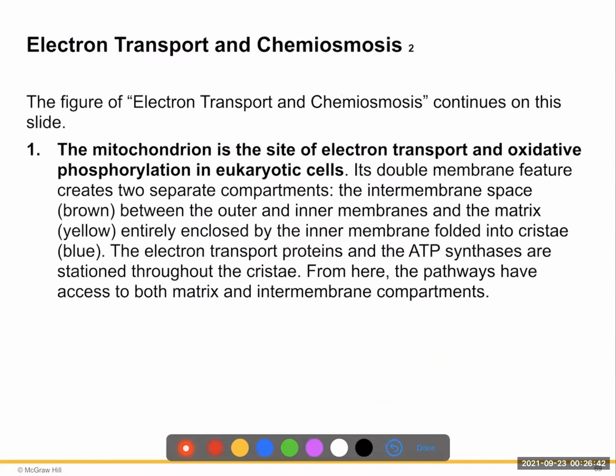Okay. So the mitochondria is the site of electron transport and oxidative phosphorylation in eukaryotic cells. So in human cells, for your nursing exam, 95% of all the energy in the body, all the ATP, is produced in the mitochondria. Mitochondria has a double membrane feature that creates 2 separate components. There's an intermembrane space between the outer and inner membranes. It's like a fold. And those are called cristae.